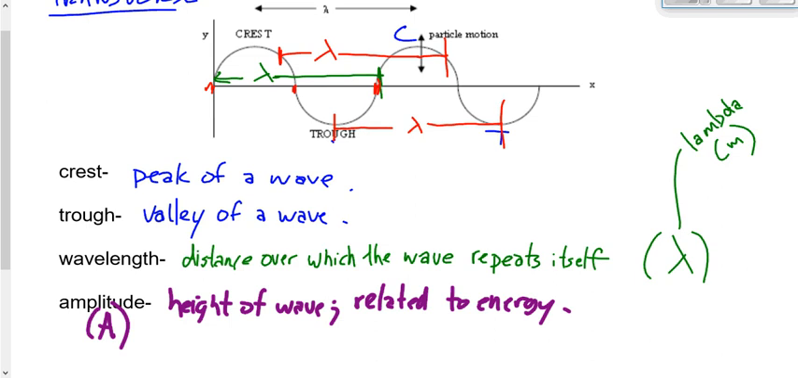We're going to label the amplitude of the wave right here from this area that we call the equilibrium, which is right in the middle of the wave, to the top of a wave, or we could label it here as well. You don't want to label it from the top of a crest to the bottom of a trough. It's from the equilibrium to the top of a crest, or from the equilibrium to the bottom of a trough.